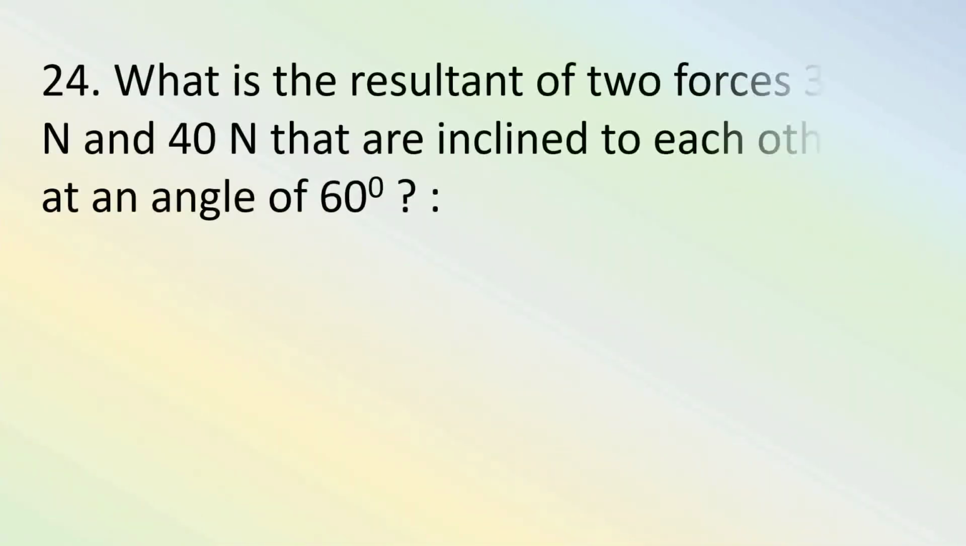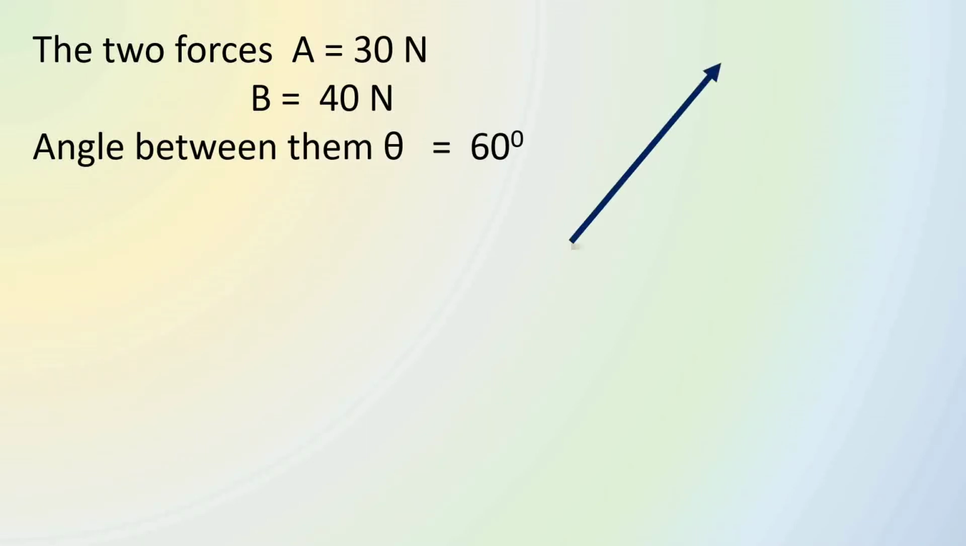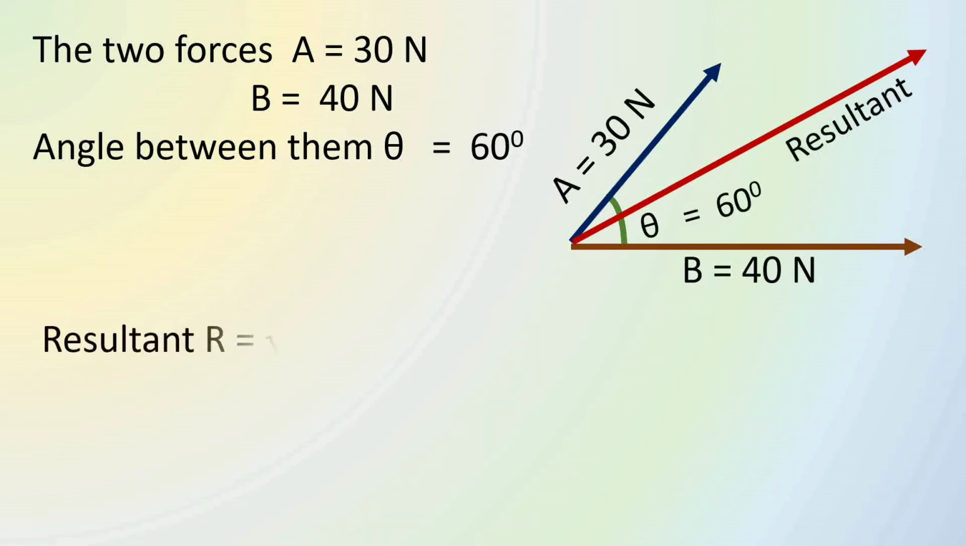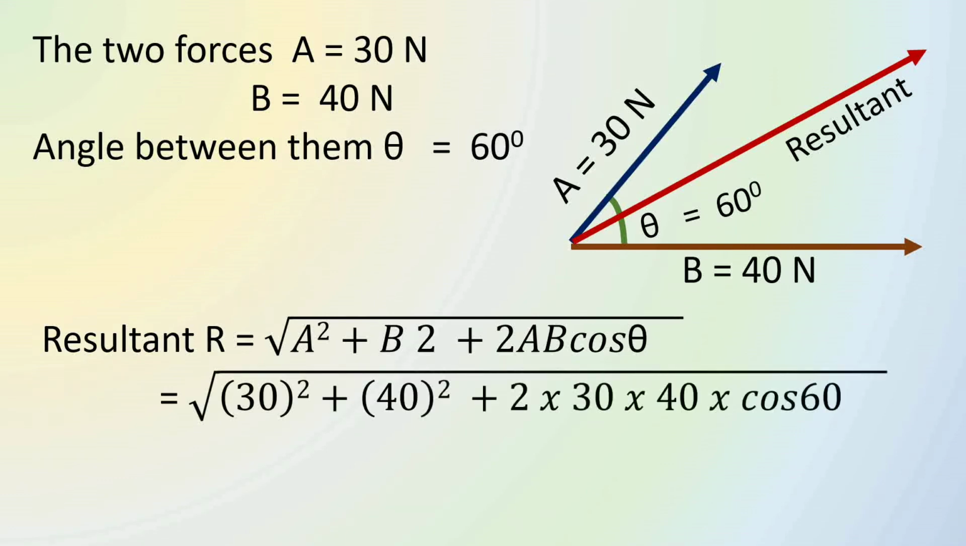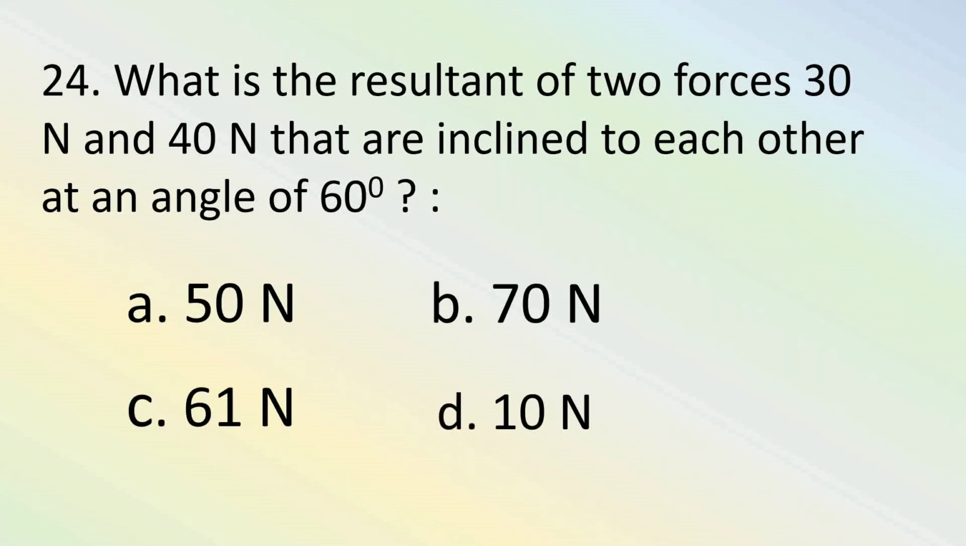Question number 24 asks us to calculate the resultant of two forces 30 Newton and 40 Newton that are inclined to each other at an angle of 60 degree. Let the two forces be A and B, and let the angle between them be theta. The resultant is given by the square root of A square plus B square plus 2AB cos theta, which comes out to be 61 Newton. So the resultant of 30 Newton and 40 Newton force inclined at an angle of 60 degree is 61 Newton.